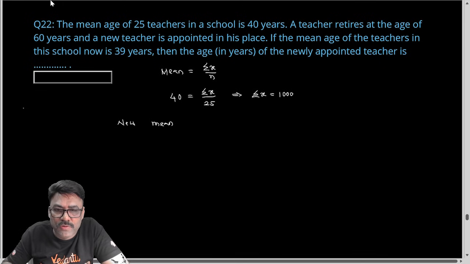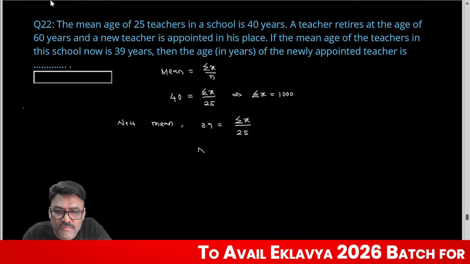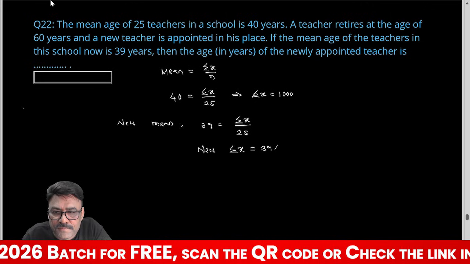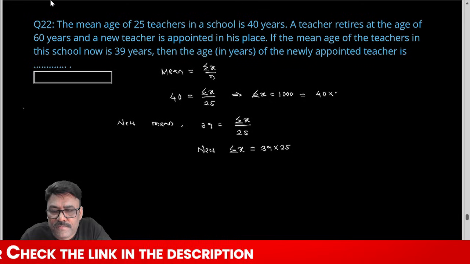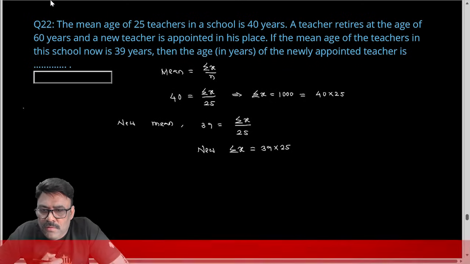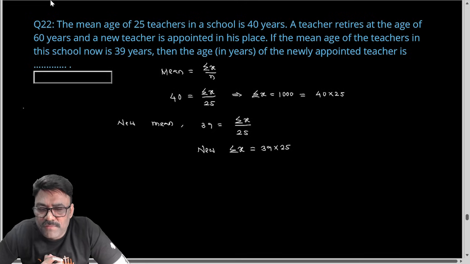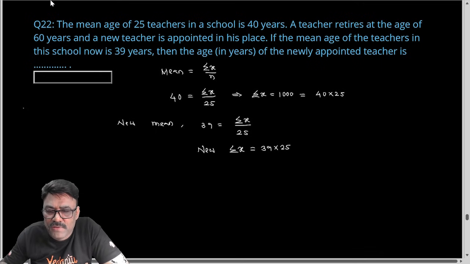The new mean will be what? New mean is 39, so this is new sigma x over 25. So I can say that new sigma x is 39 into 25. Original sigma x was 40 into 25. So what is the age of the new teacher? The age of the new teacher will be simply the difference of these two.